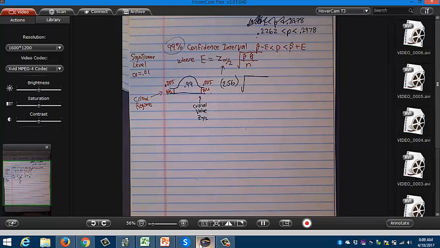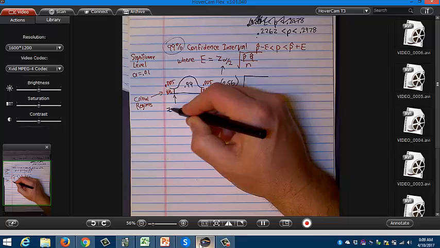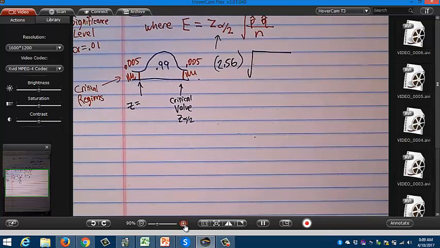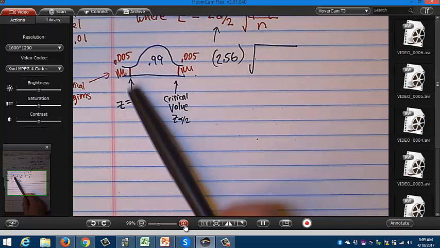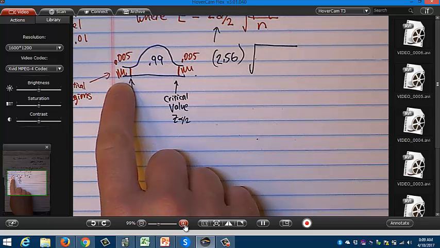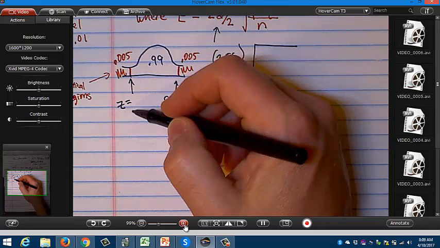By the way, another way to do this: when you see that 0.005, what's the Z value here? Let me zoom in a little bit more. Is that better? What is this Z value right here? Well, the 0.005 is my area, my probability. That's not the Z score.